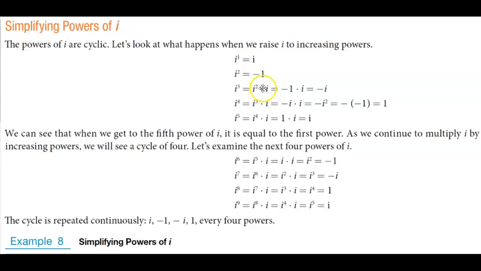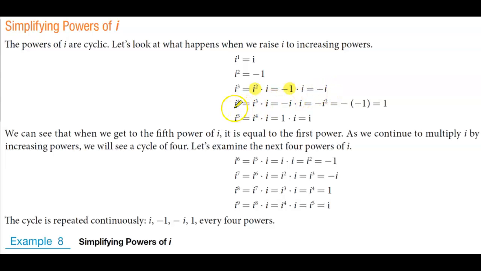Let's go back to what happens when you multiply something with the same base. We can rewrite this as i squared times i. And if you notice, that i squared is the same thing as -1. So -1 times i is going to give you -i.